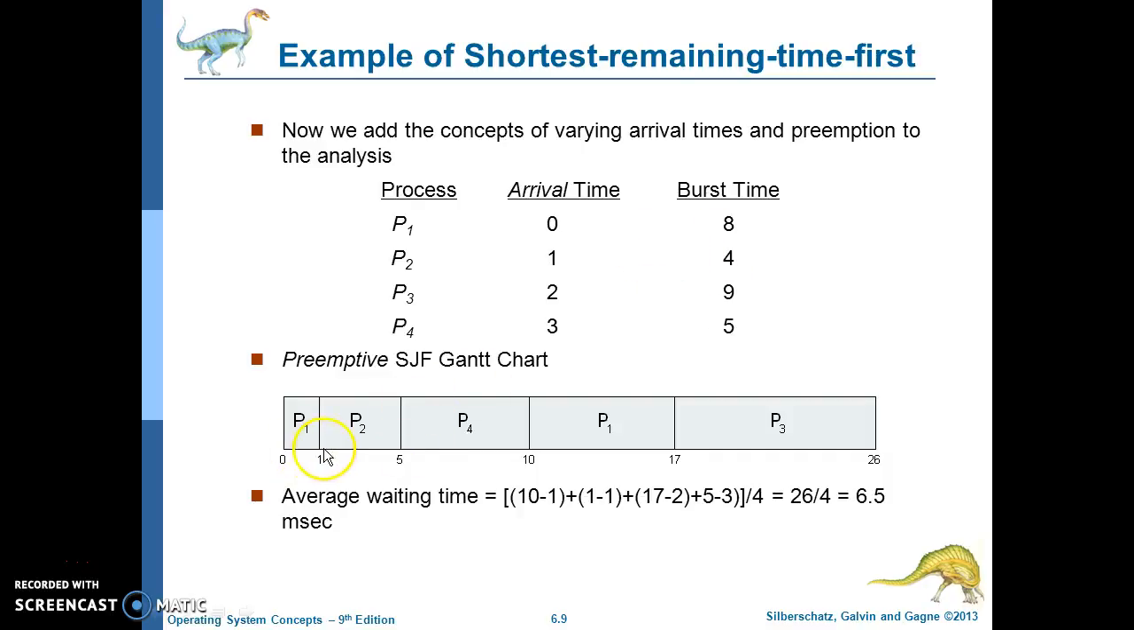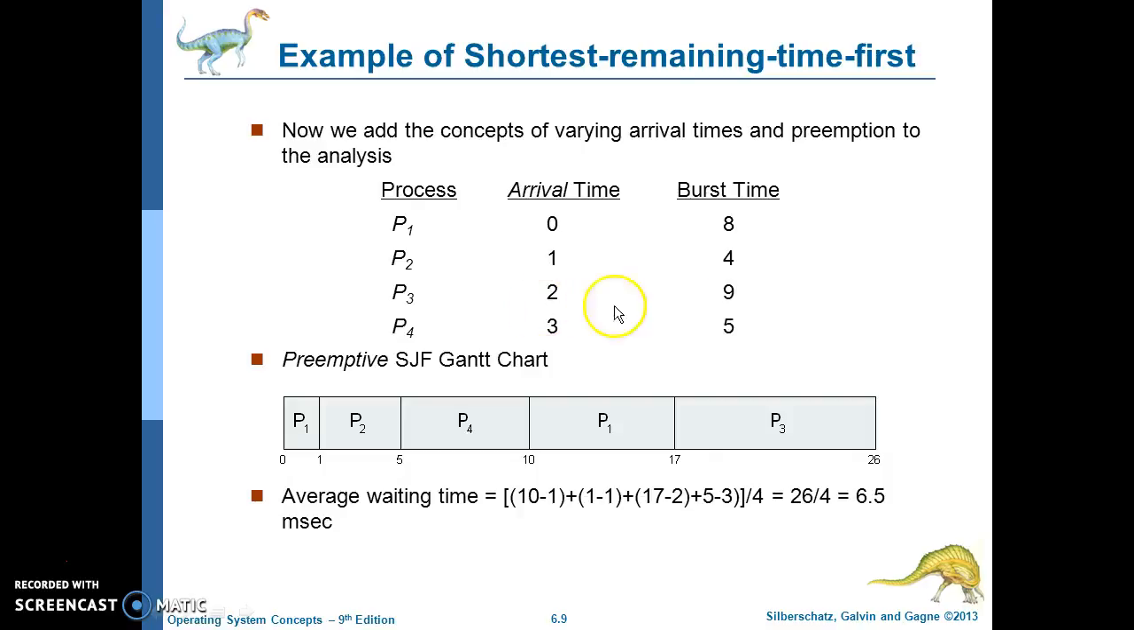P1 has a shortest remaining time of 7 milliseconds. Already 1 millisecond has elapsed. The remaining time for P1 is 7 milliseconds, which is greater than P2. So P2 is shorter than P1. So P1 is preempted and halted, and P2 runs for a period of 4 milliseconds. Now P3 comes at 2.